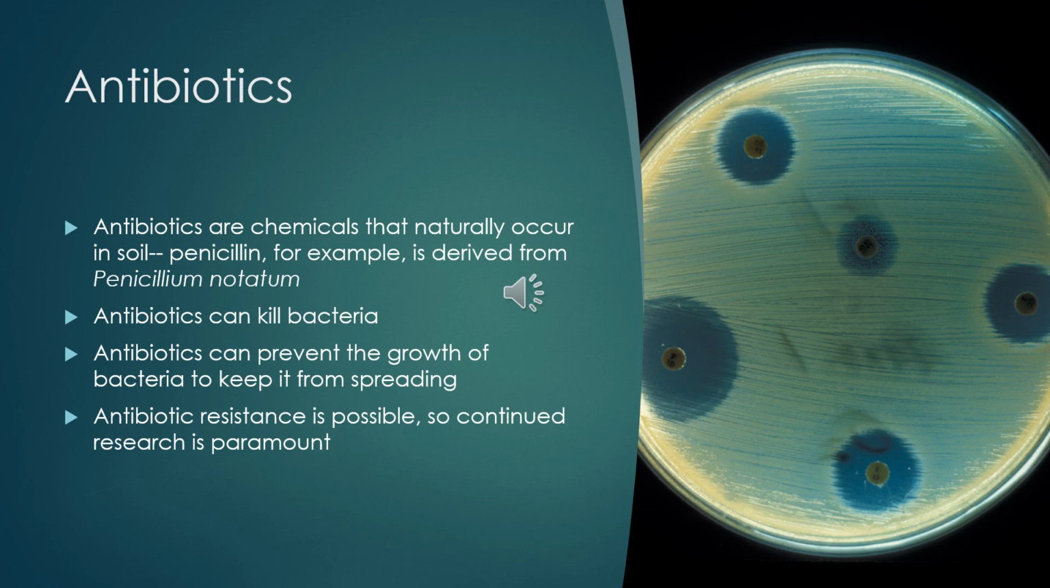Okay, antibiotics. They are chemicals that naturally occur in soil. So penicillin, for example, is derived from Penicillium notatum, which is found in soil. Antibiotics can kill bacteria, or they can prevent the growth of bacteria to keep it from spreading. And antibiotic resistance is possible, so continued research is paramount.